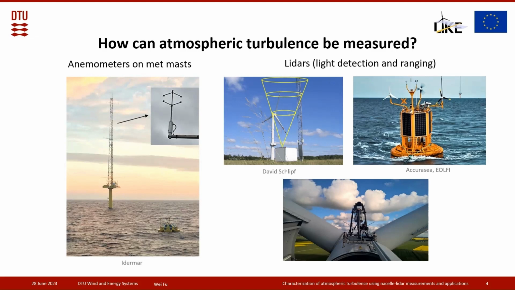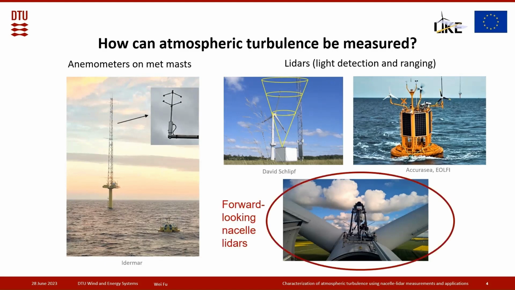And LiDAR, which stands for light detection and ranging, is a cost-effective alternative to the tall met mast. Depending on the application, the LiDAR can be deployed on the ground and measure the wind upward, shooting laser beams to the sky, and measure the wind at different heights. It can also be put on a buoy to become a floating system to assess the offshore conditions.